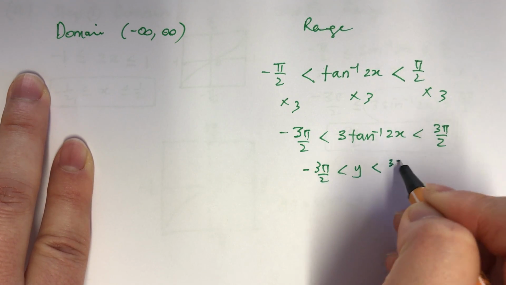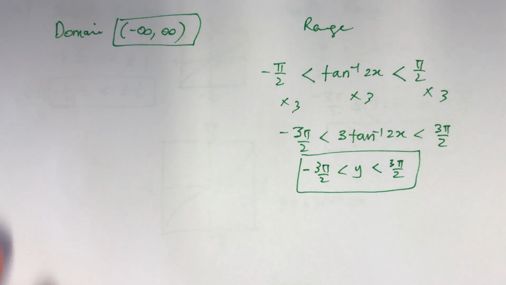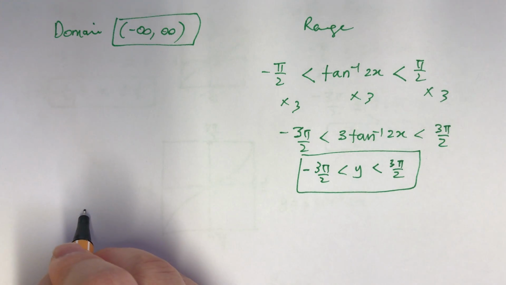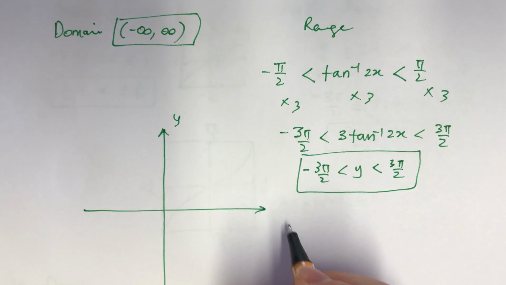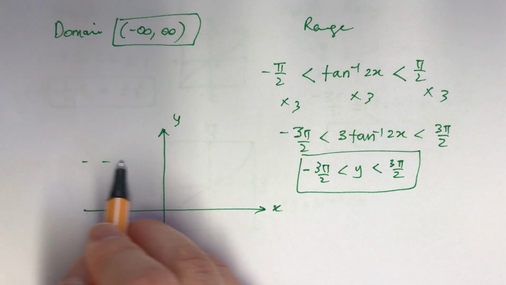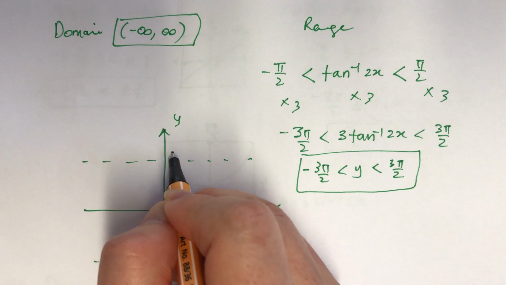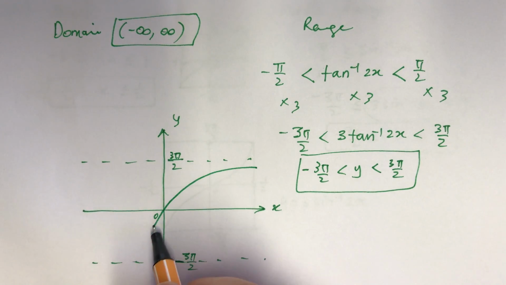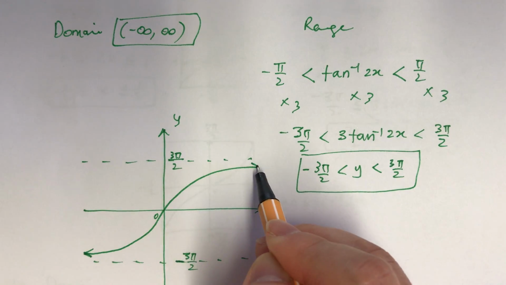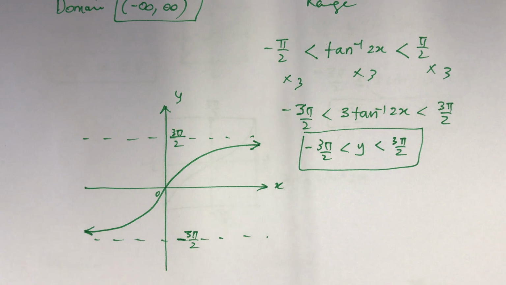Okay, so I can rewrite this as y, and that's my domain. So my sketch will be, my range will be minus 3 pi over 2 to 3 pi over 2. And make sure you put the arrows, because it's continuing. Okay, so that's my graph. Okay, well done, people.